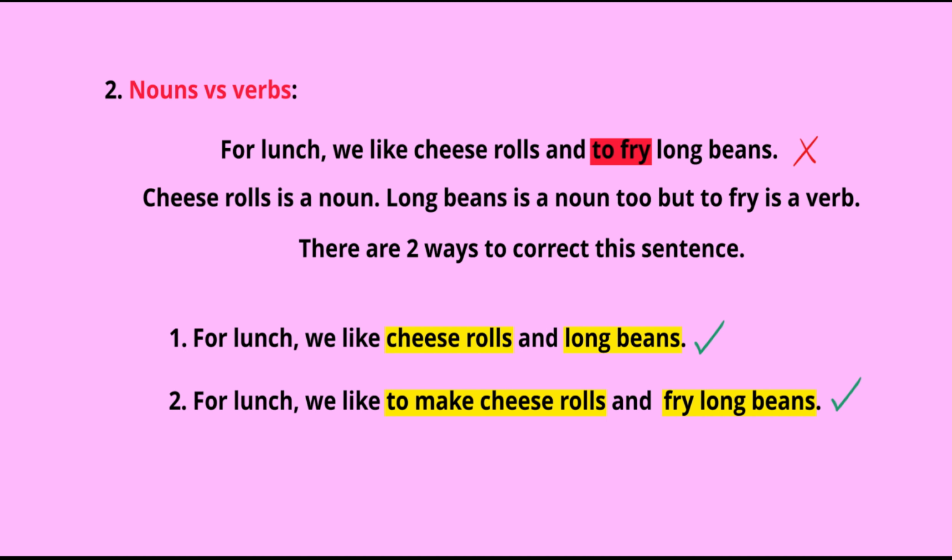So what are the two ways to correct the sentence? For lunch, we like cheese rolls and long beans. That means we have used both nouns, cheese rolls and long beans. The second way to correct is, for lunch, we like to make cheese rolls and fry long beans. That means to make cheese rolls, you are using a verb here, and fry long beans. Fry is also a verb here, right? So they both match and they are parallel.